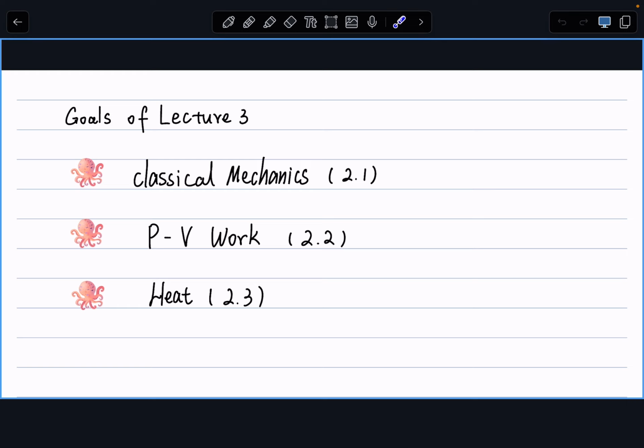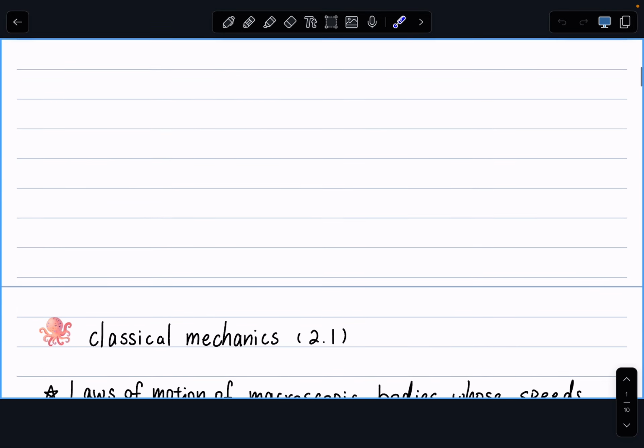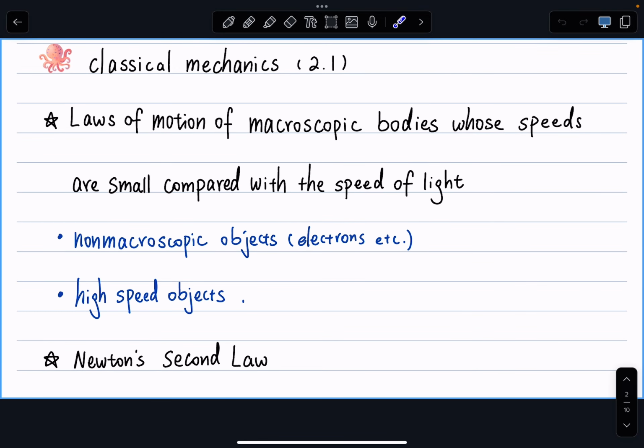So today we'll spend time reviewing classical mechanics and make sure we're on the same page when we're talking about the physics behind it. And then we'll talk about PV work and also heat. All right, so, getting started. First thing first, classical mechanics.